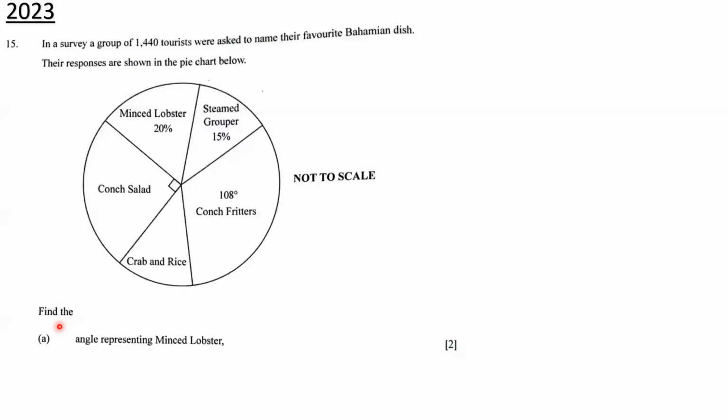Okay, it says find the angle. They want us to find the angle representing minced lobster. Notice that this whole thing is a circle, and we know that angles inside a circle add up to 360 degrees. And so we're going to say what is 20% of 360 degrees. So the angle representing minced lobster is going to be 20% of 360.